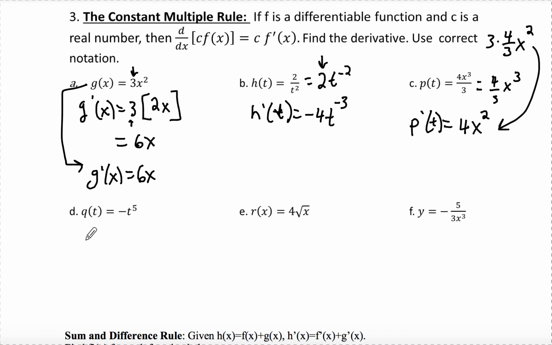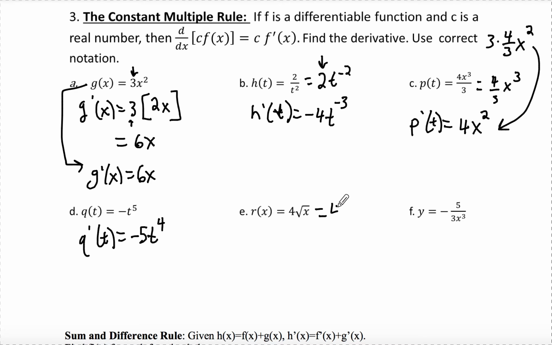All right, let's take a look. Q prime of t, negative t to the 5th. Negative 1 is my coefficient there, so I'll use the power rule. I'll bring down the 5, so negative 1 times 5 will give me negative 5t, and then I'll subtract 1 from the exponent.